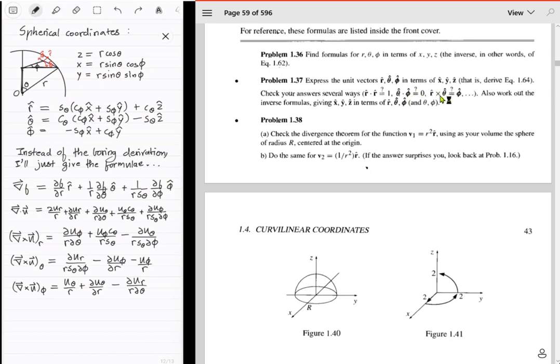Okay. Also, what else do you want? R hat cross. I'm not going to do that. It's just a lot of work. Also, work out the inverse formulas giving x hat, y hat, z hat in terms of r hat, theta hat, phi hat. Are you serious? I don't want to be doing that. Okay, and theta and phi. Wow. So you want me to solve this to get x hat, y hat, z hat? Seriously? Why? God. Okay, how do I start?